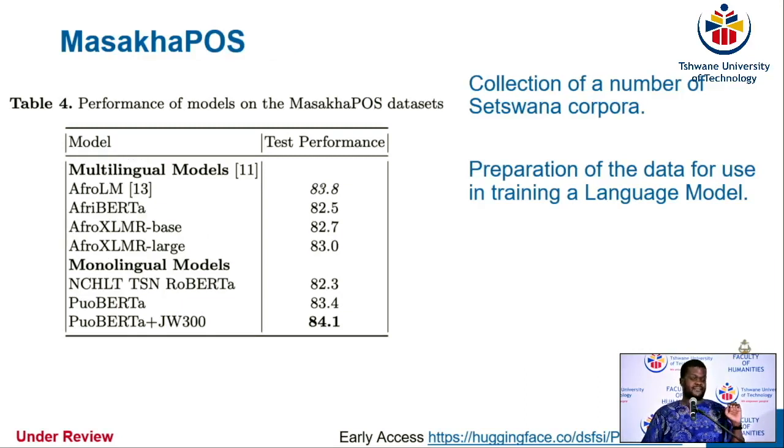Parts of speech tagging. The multilingual models get up to 83.8. AfroLM, built by one of our team members and employees at Lelapa AI, gets up to 83.8. But actually, Puo Beta plus JW300 gets to 84.1. So that 25 megabyte model could beat very, very large models, right? This shows us that our work matters.